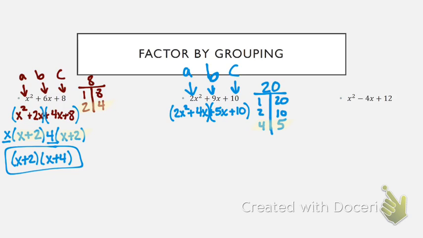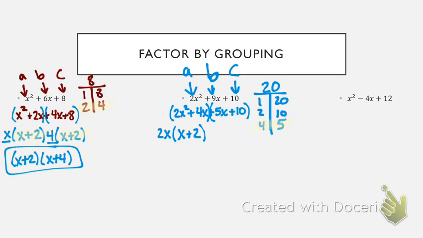If I look at 2x squared plus 4x, I can divide both of those by 2, and both of those have an x, so I'm going to factor out a 2x. 2x squared divided by 2x is x. 4x divided by 2x, well, 4 divided by 2 is 2, x divided by x is 1, so it's just x plus 2.